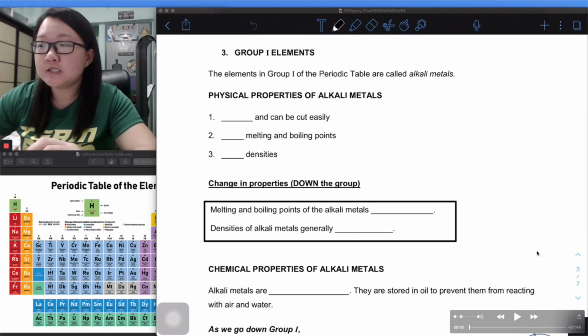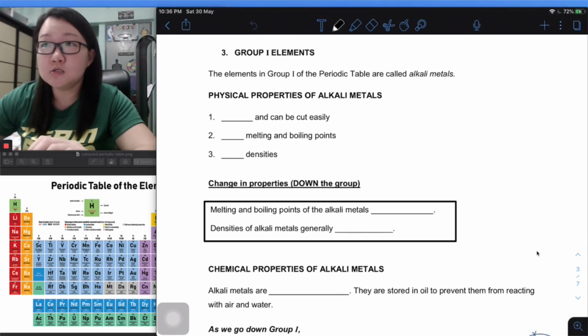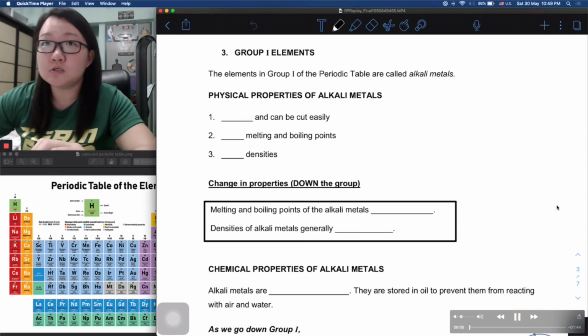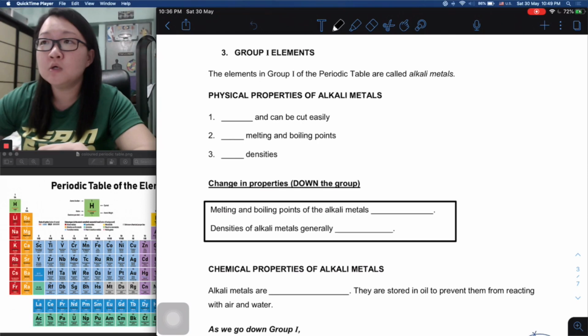So in this lesson we are going to talk about group 1 elements, and as the name suggests, it's the first group of elements in our periodic table. So let's look at this group of special elements.